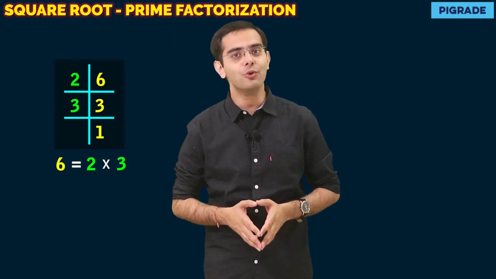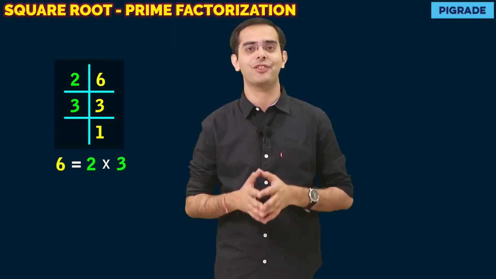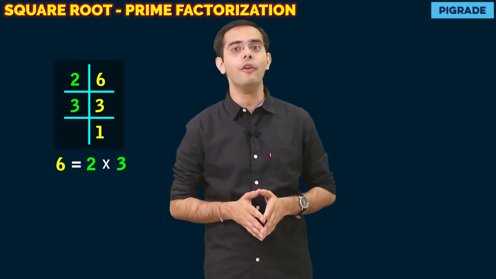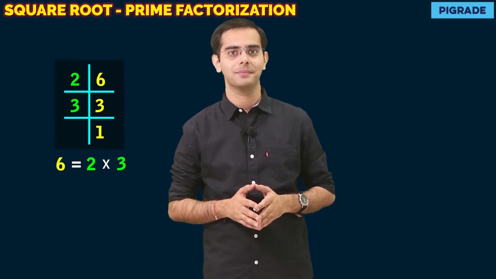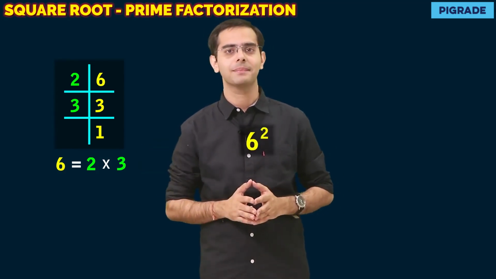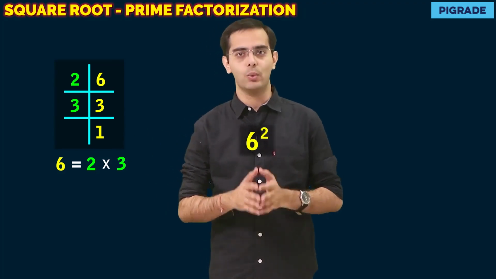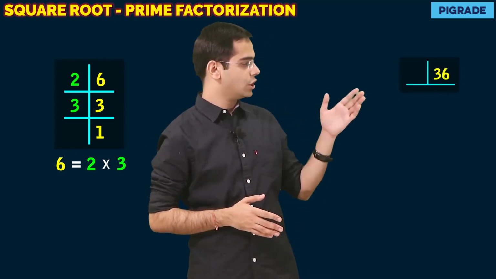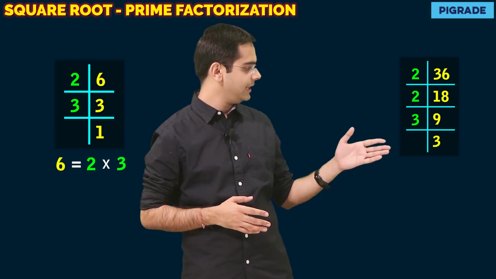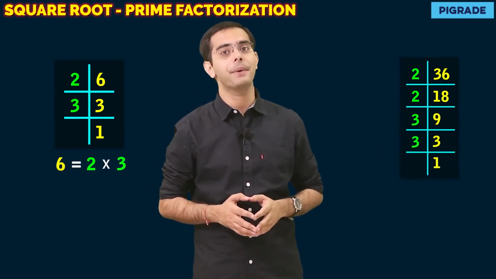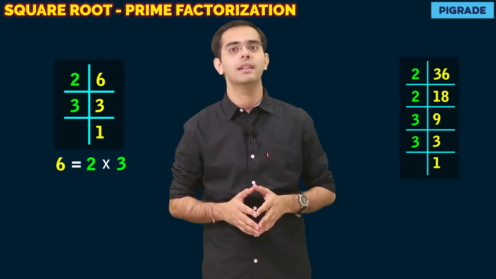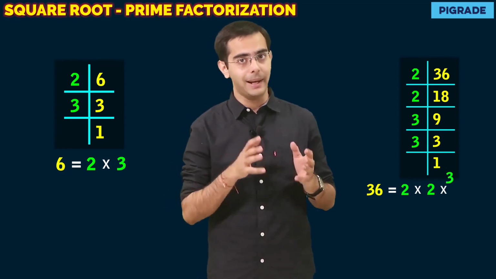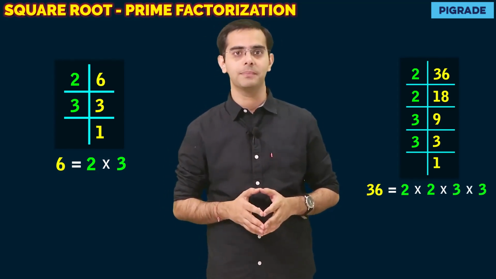Let's now discuss how to find the square root through prime factorization. So for that, let's first compare the prime factorization of 6 and its square. So what is the square of 6? Yes, 6 square is equal to 36. And now the prime factors of 36 are 2, 2, 3 and 3. That is, the prime factorization of 36 is 36 equals 2 multiplied by 2 multiplied by 3, which is further multiplied by 3.